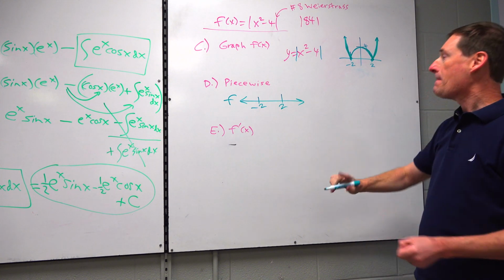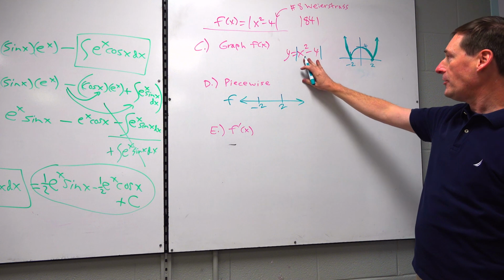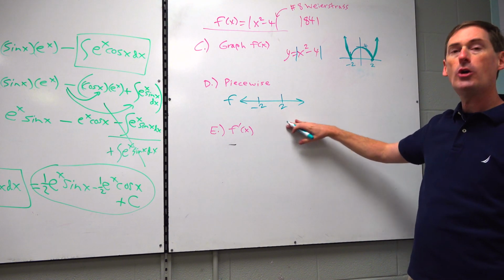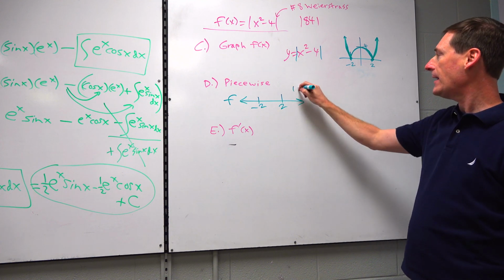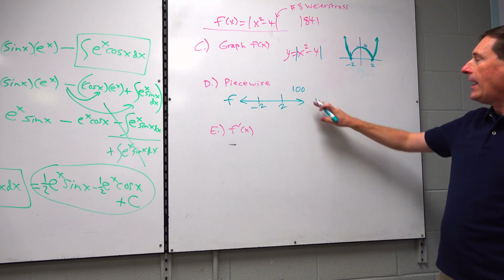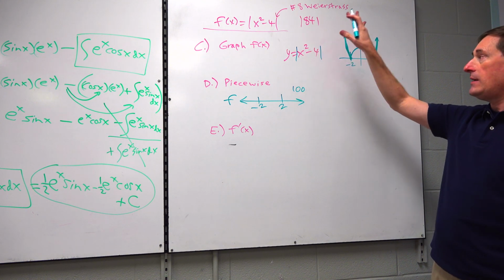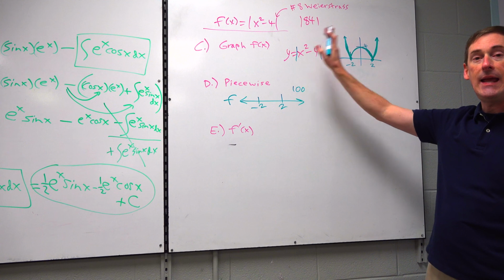Now, okay, what is the absolute value of x squared minus 4 if you pick a number larger than 2, let's say? Okay, if you pick like a 100, all right? And you plug that in. 100 squared minus 4 is positive. So the absolute value stays the same.